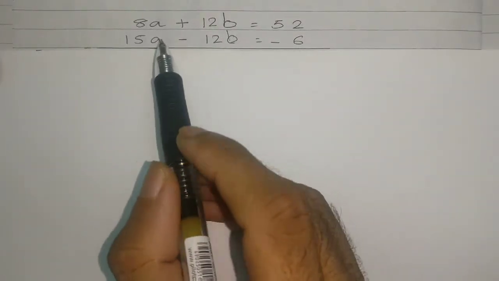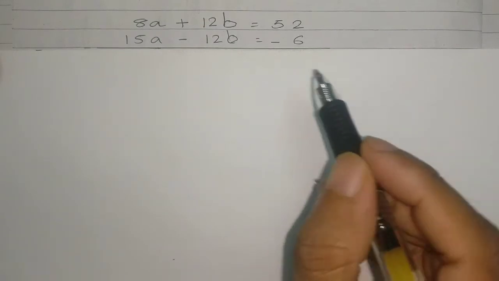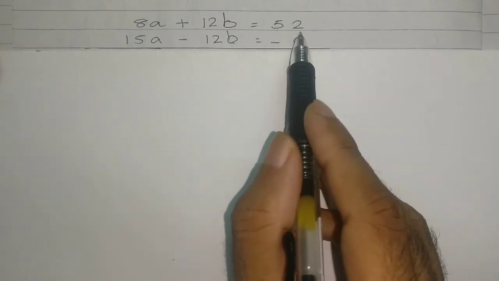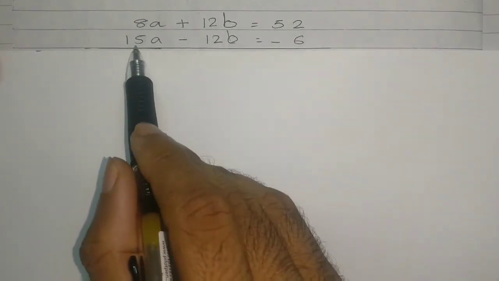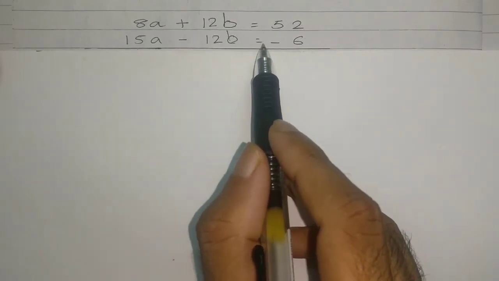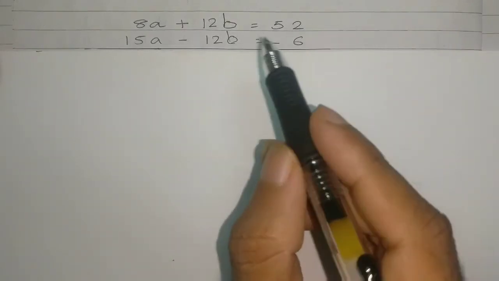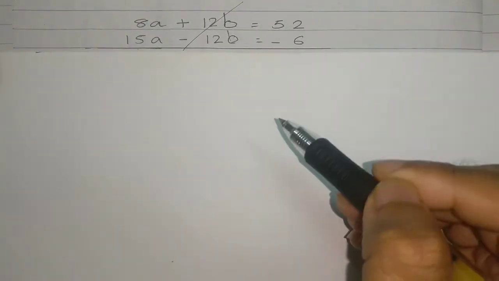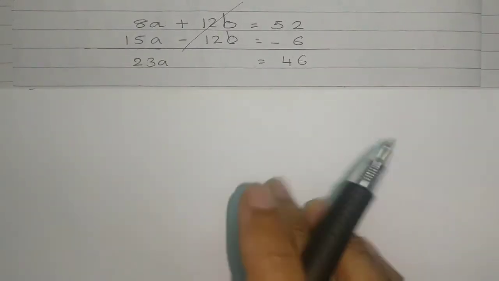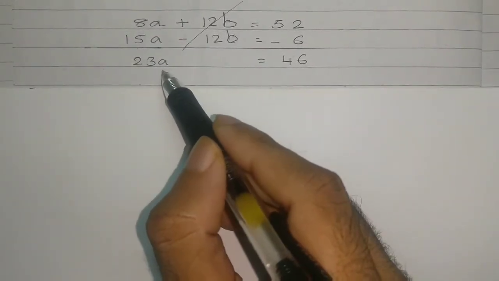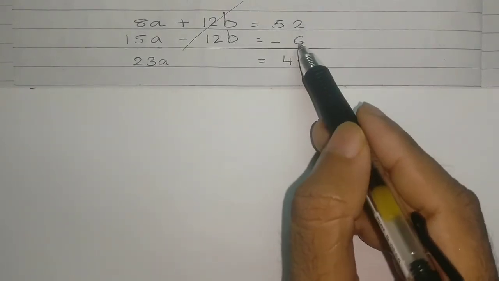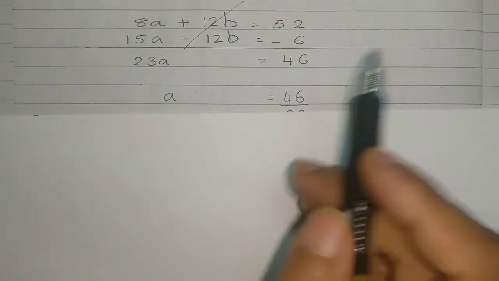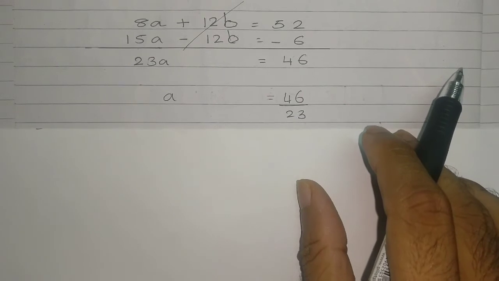And after multiplying 4 and 3 in those equations, what I will get is 8a plus 12b is equal to 52. And this will be 15a minus 12b is equal to minus 6. And now my signs are different, coefficients are same, so I can cancel this off. And this would become 8 plus 15 is 23a equals to 52 minus 6 is equal to 46, sign of the greater number. So a will be 46 upon 23.